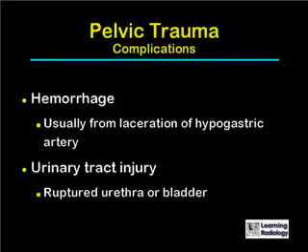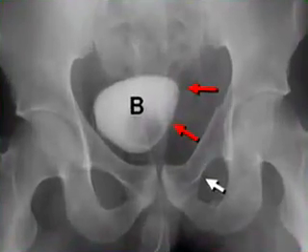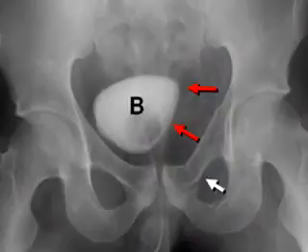Complications of pelvic trauma can include hemorrhage, usually from laceration of a hypogastric artery, and urinary tract injuries, especially ruptured posterior urethra or urinary bladder. This is an example of a pelvic hematoma. The B represents the bladder, which is outlined by contrast from a cystogram. The red arrows are demonstrating that the bladder is being displaced to the right by a pelvic hematoma in the region of the obturator. The white arrow is pointing to one of the pelvic fractures on the left side.